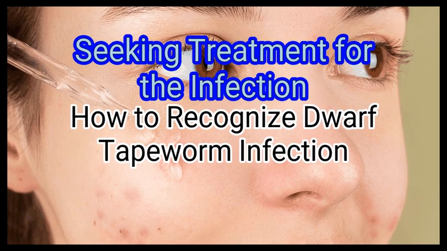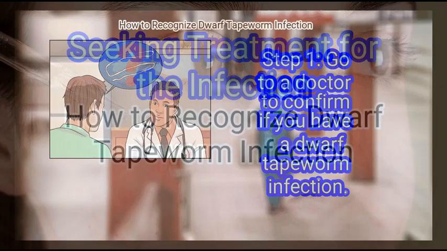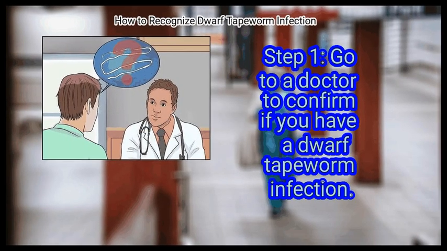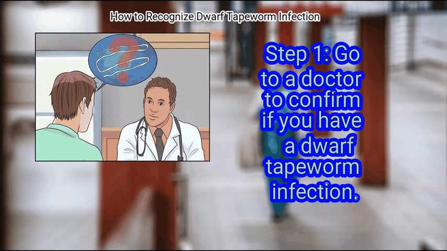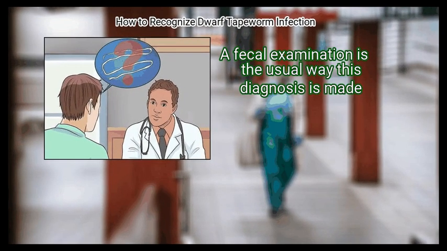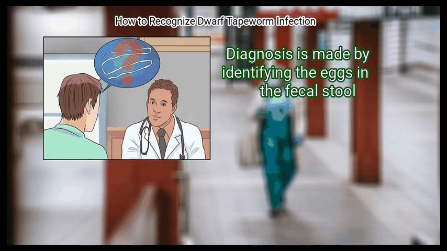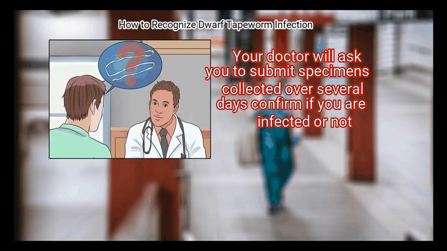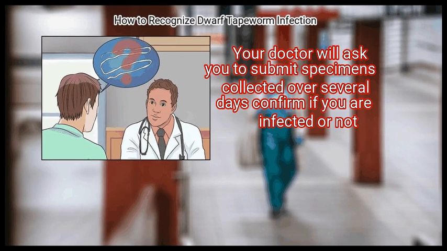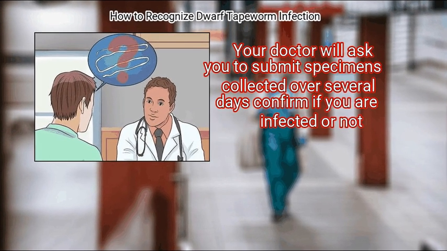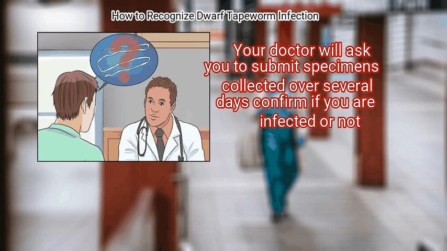Method 3. Seeking treatment for the infection. First, go to a doctor to confirm if you have a dwarf tapeworm infection. A fecal examination is the usual way this diagnosis is made. Diagnosis is made by identifying the eggs in the fecal stool. Your doctor will ask you to submit specimens collected over several days. Confirm if you are infected or not.